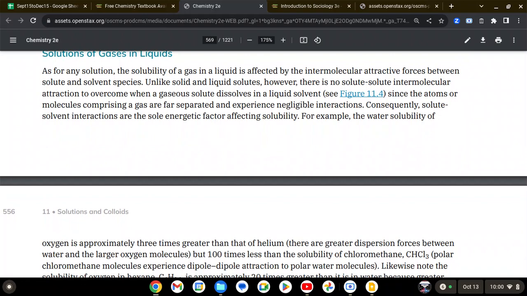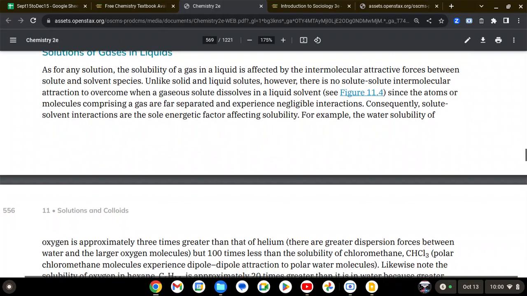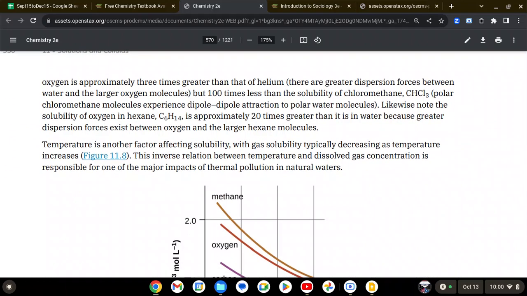For example, the water solubility of oxygen is approximately 3 times greater than that of helium. There are greater dispersion forces between water and the larger oxygen molecules, but 100 times less than the solubility of chloromethane. Likewise, note the solubility of oxygen in hexane is approximately 20 times greater than it is in water because greater dispersion forces exist between oxygen and the larger hexane molecules.